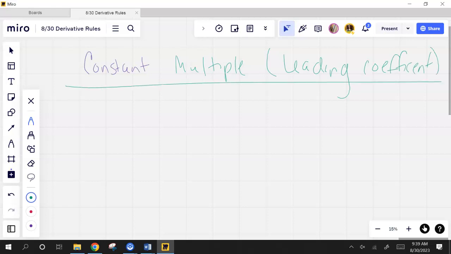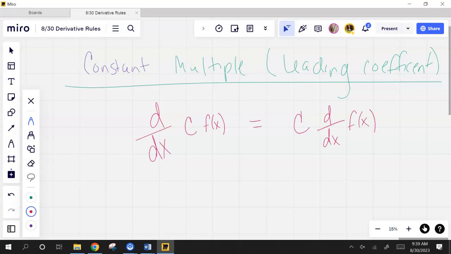Constant multiple rule, I didn't mean to switch colors on you there, but I wasn't rewriting. Constant multiple rule, or y'all know this as a leading coefficient kind of thing. So if I have the derivative of some constant in front of some function, I'll call it f of x, then to take the derivative of this, you can take that constant out front and then just do the derivative of f of x. It can just jump out front.